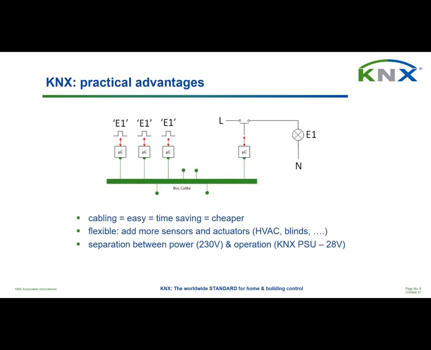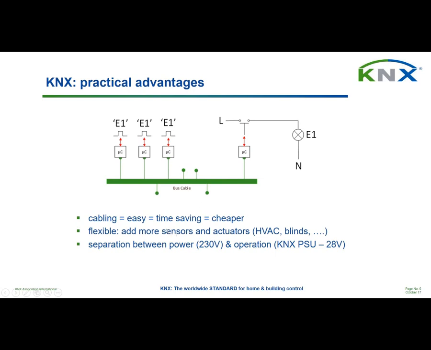So advantages and benefits. Here we see a KNX installation, very minimal, of course. On the left side, we see sensors. On the right side, we see one actuator. And the way this has been set up is such that the cabling is really easy. This is in contrast to a conventional system where the wiring takes a lot of time and a lot of effort. Here we don't have that.